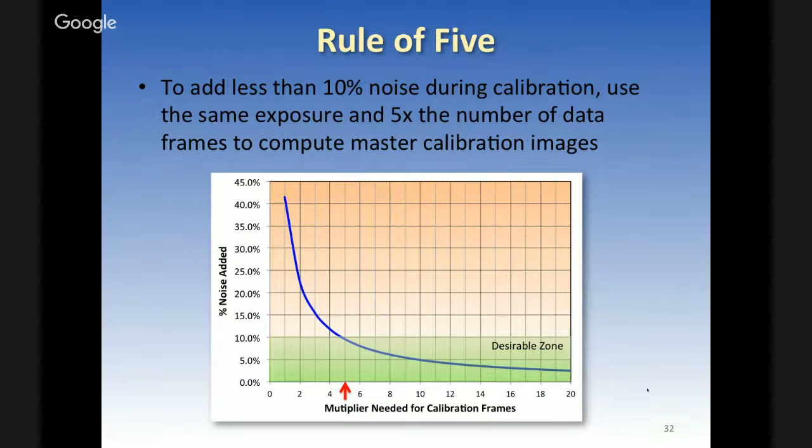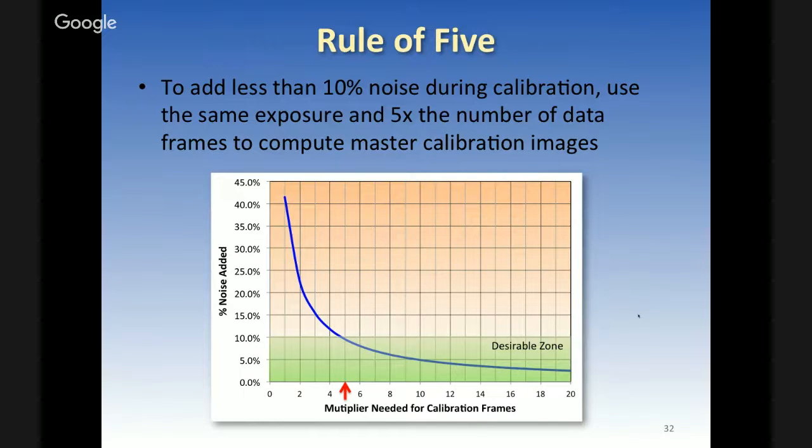What this works out to be is that in order to add less than 10% noise during calibration, you've got to use the same exposure for your darks and use 5 times the number of data frames to compute the master calibration images. And that'll guarantee that you're adding less than 10% to the contribution that comes from your dark data.